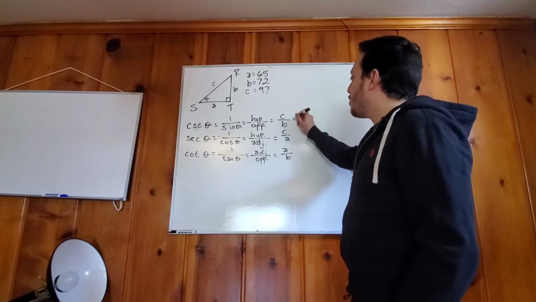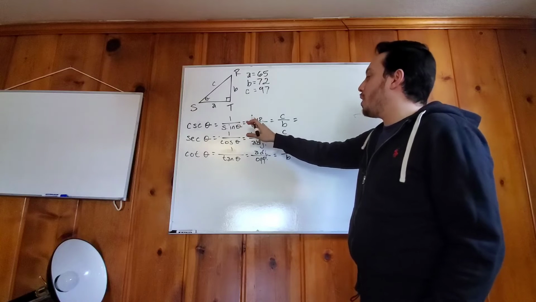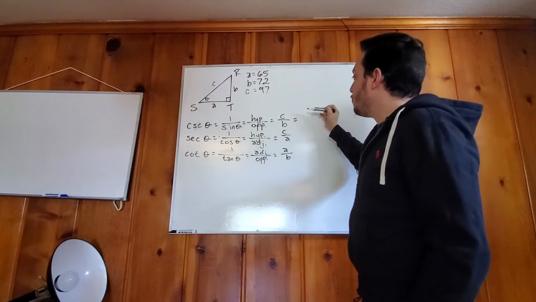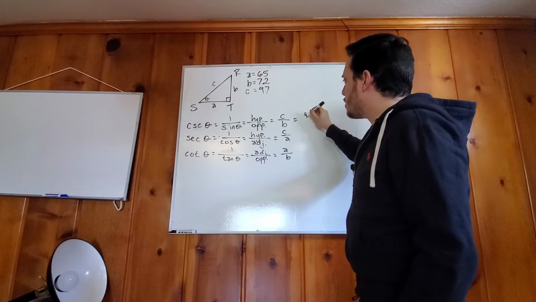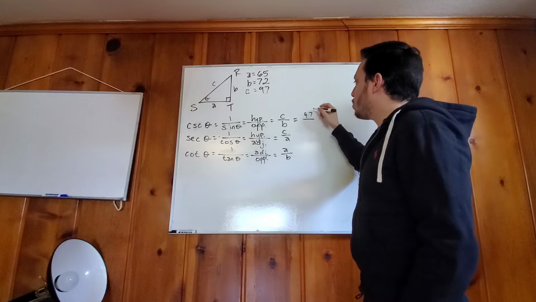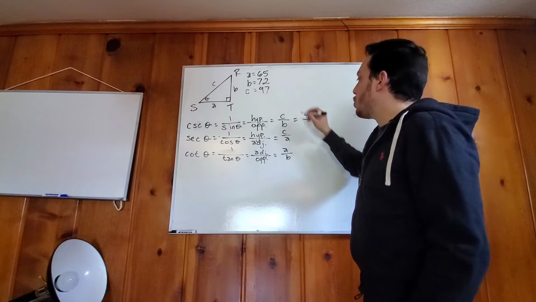So we're going to have this one right here, and it's going to be cosecant theta. Theta is right there. C is going to be 97. They're not asking us to find the final number, just the ratio. So it's going to be 97 over B, which is 72.